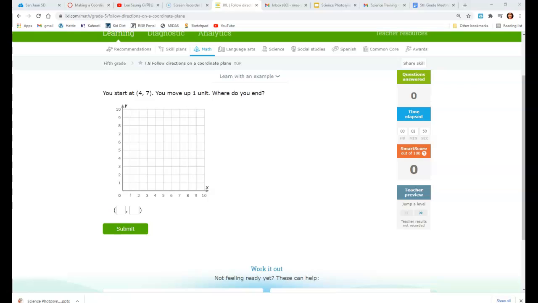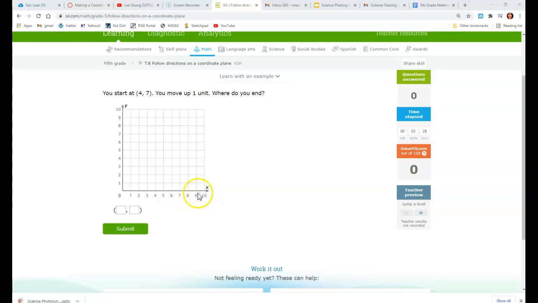So the first question here, when I pull this up, says you start at 4, 7. You move up 1 unit. Where do you end? Okay, so let's take apart this question. It says you start at 4, 7. This is called an ordered pair, and it tells you exactly where you're going to begin on the coordinate grid.